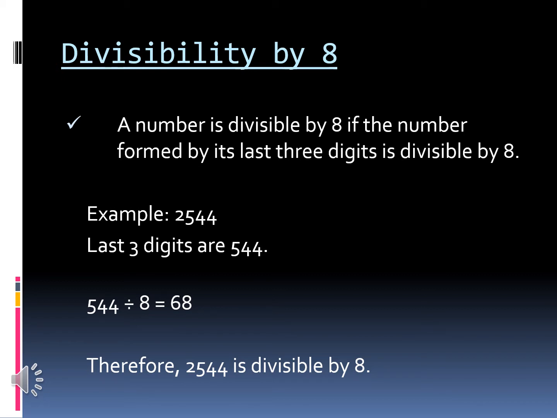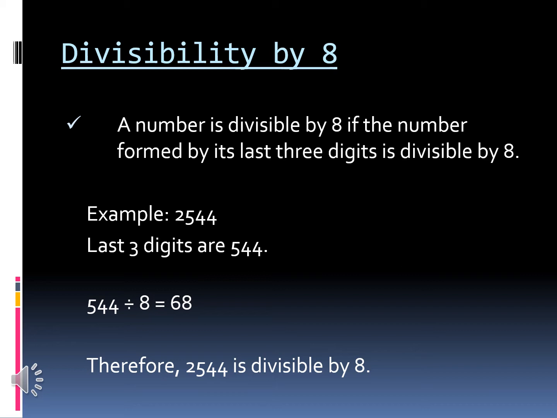So here the example is 2544. Let's focus on the last 3 digits, that are 544. Let's divide it by 8. On the rough side, you can divide it by 8 by the proper standard method of division. We see that it is completely divisible by 8, and we get the quotient 68 and the remainder 0. So since 544 is divisible by 8, the complete number is divisible by 8.